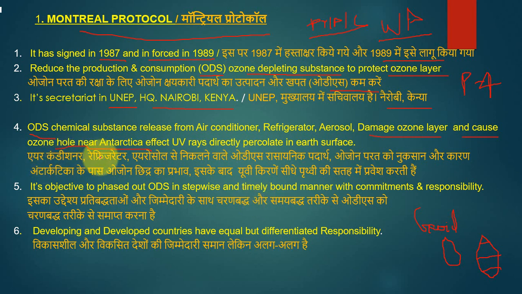So air conditioner, refrigerator, aerosol से निकलने वाले ओडीएस मीन्स ओजोन डिप्लीटिंग सब्सटेंस, रासायनिक पदार्थ ओजोन परत को नुकसान और कारण अंटार्कटिका के पास ओजोन छिद्र का प्रभाव, इट मीन्स होल. इसके बाद यूवी किरणें सीधे पृथ्वी की सतह पर प्रवेश करती हैं. Yes friend, how directly? If sunlight directly percolates to the earth, there are lots of consequences.